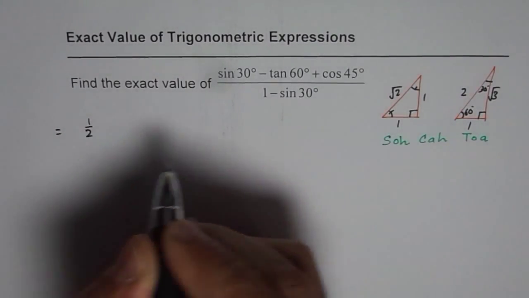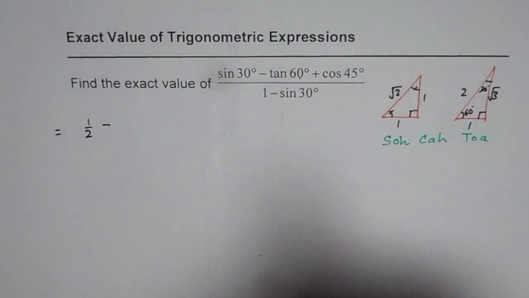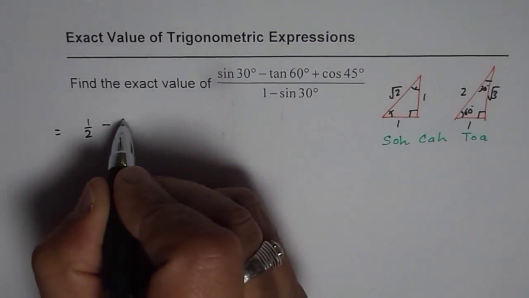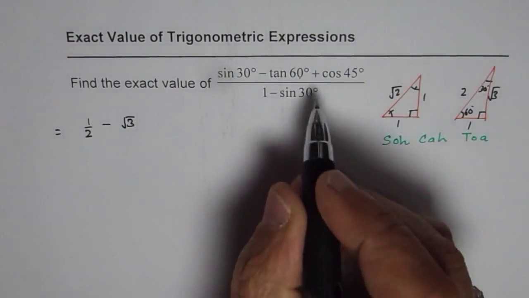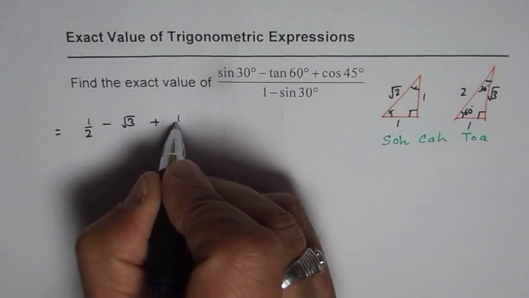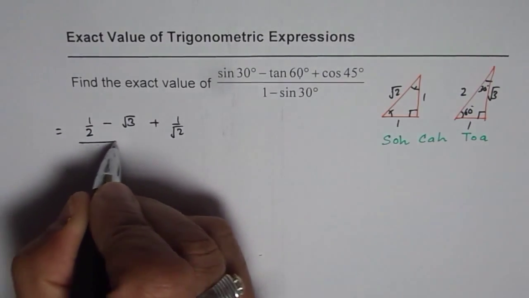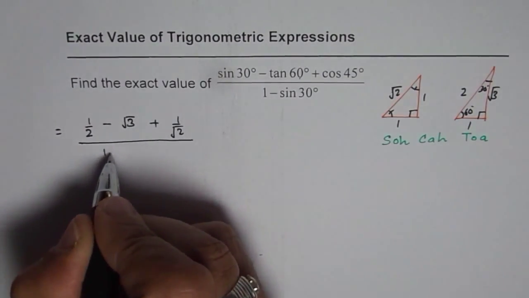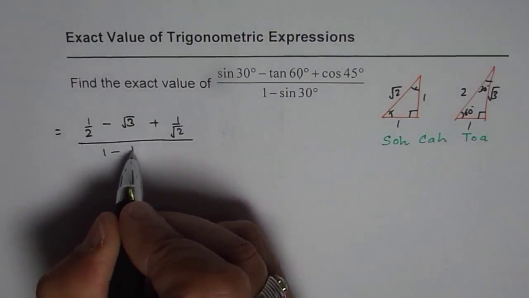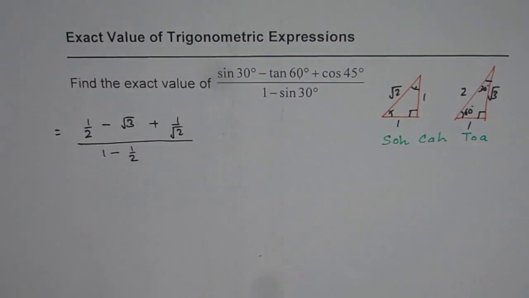So it is 1/2 minus tan of 60 degrees. Tan of 60 degrees is opposite over adjacent side, which is square root 3, plus cos of 45 degrees, which is 1 over square root 2. Everything divided by 1 minus sine of 30 degrees, which is 1 over 2. So that is what we get.